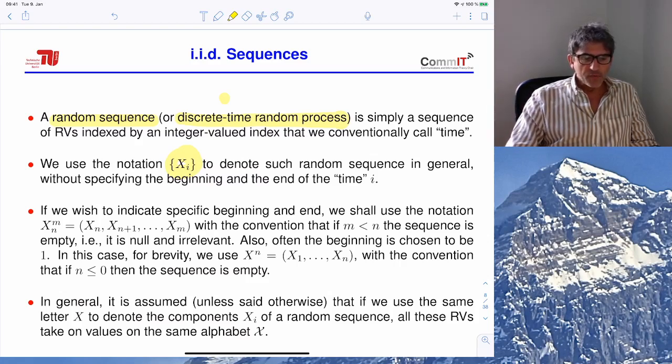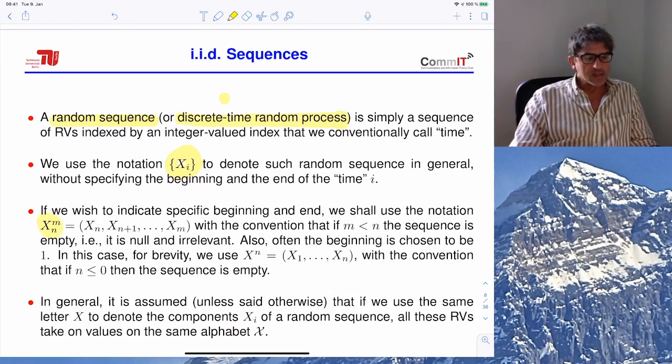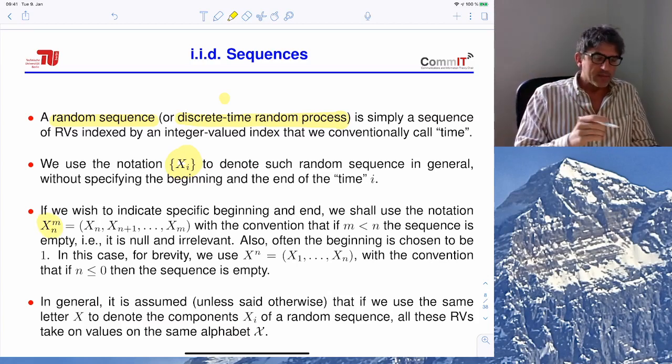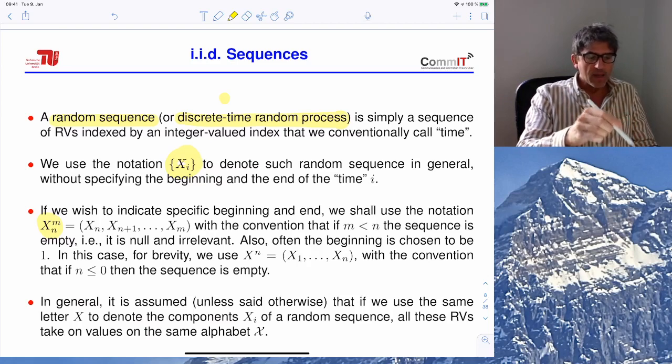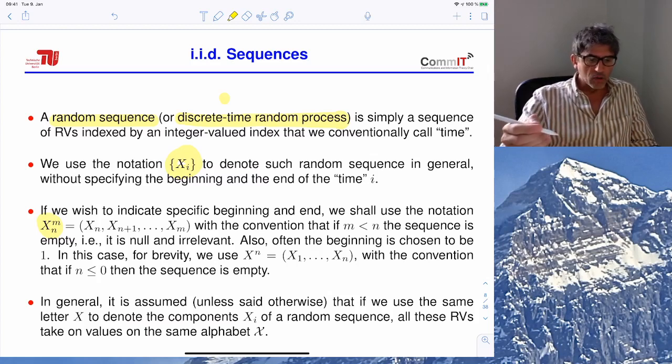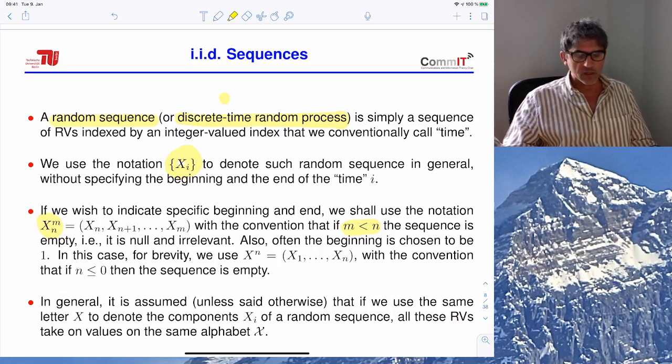Okay? If we'd like to specify the beginning and the end of a sequence, I'm going to use this notation: X with one subscript and one superscript, and these are not exponents or whatever. This means from to. So it's X sub n, X sub n plus 1, until X sub m, with the convention, of course, that if the upper index is less than the lower index, the sequence is empty. So there are no elements. Basically, it's like a constant sequence that contains no elements.